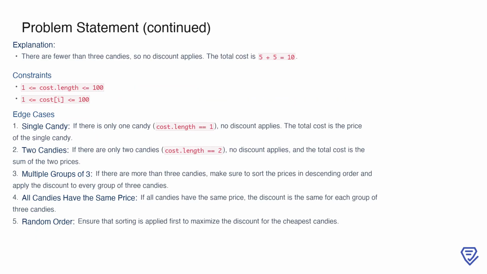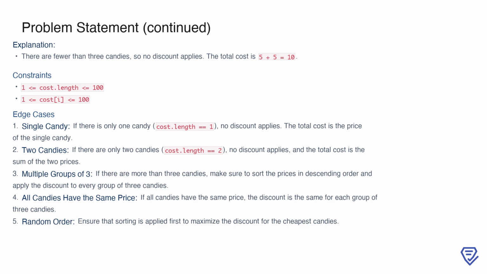In the third example, the input is cost equals 5, 5. Since there are fewer than 3 candies, the shop does not apply any discount. Therefore, the total cost is simply the sum of the 2 candy prices, 5 plus 5 equals 10. This demonstrates that the discount only applies when there are 3 or more candies.